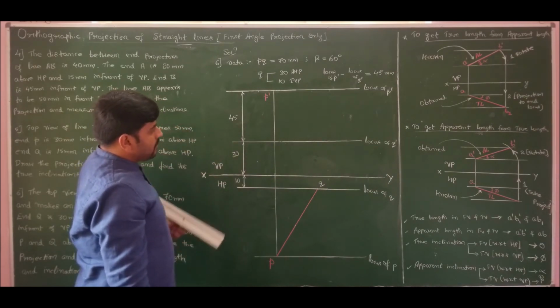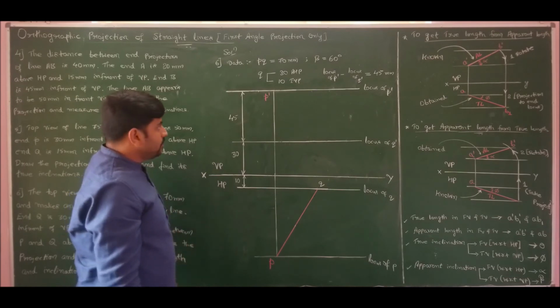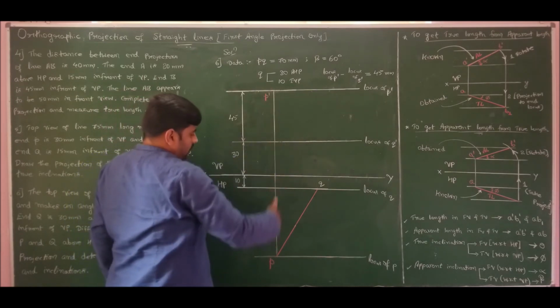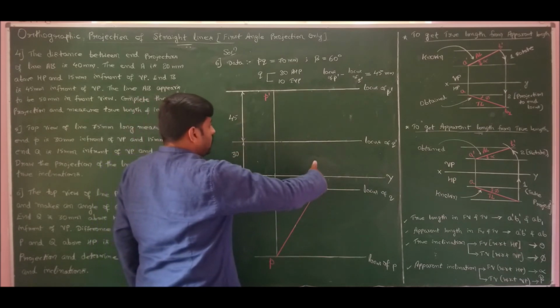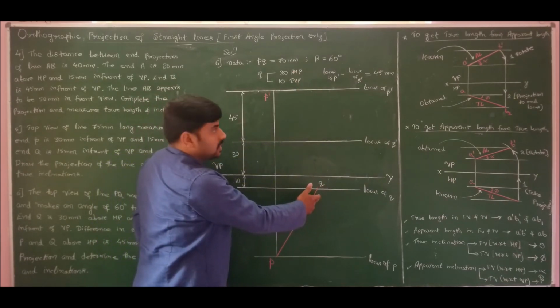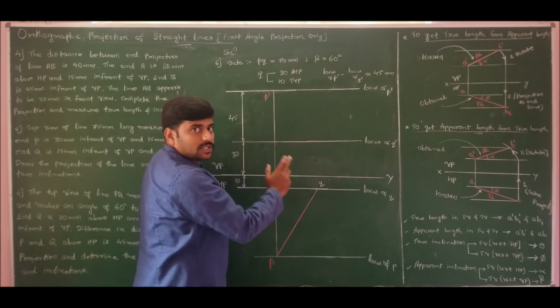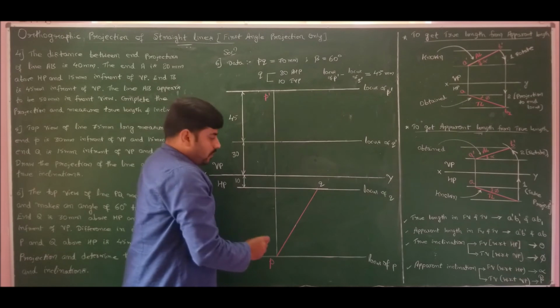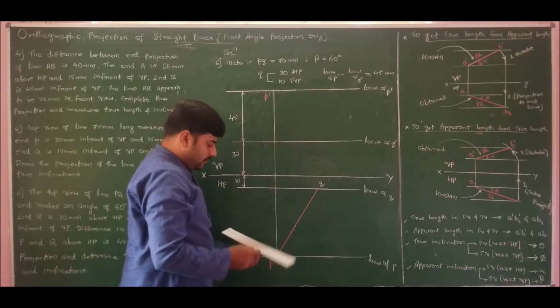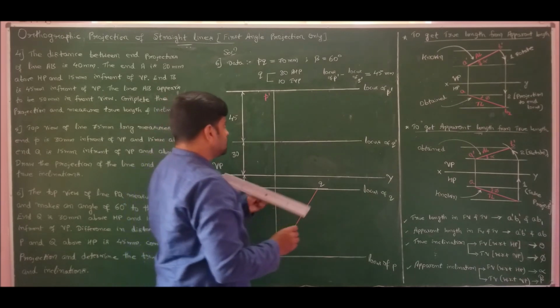Now to continue the problem, I will make use of end projector, because on this vertical line we have the extremity P and P dash lying. So therefore, if I draw one more vertical line passing through Q, then Q dash must pass through the same line. This is because of the reason the end projector holds good for apparent length. So therefore, I will make use of end projectors.